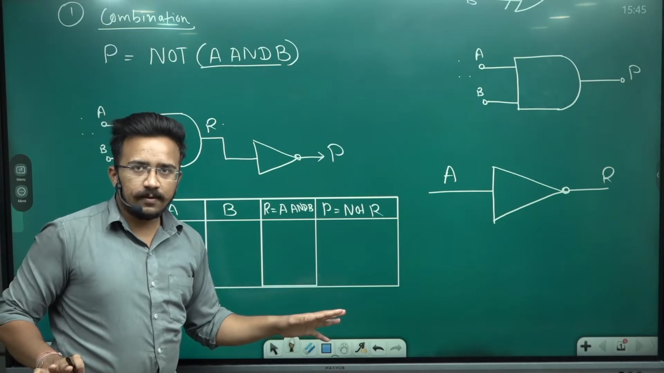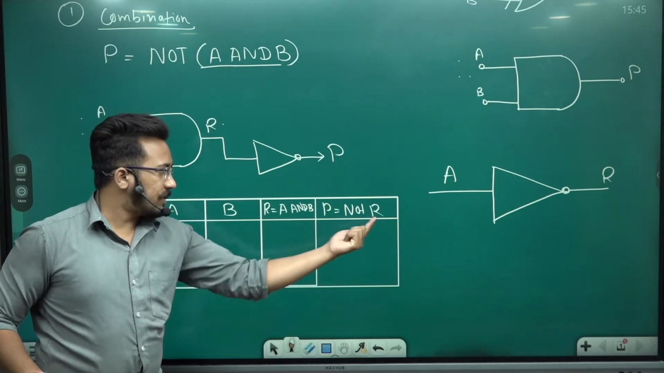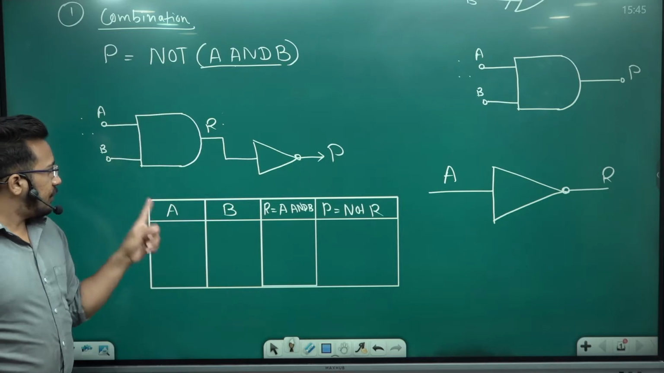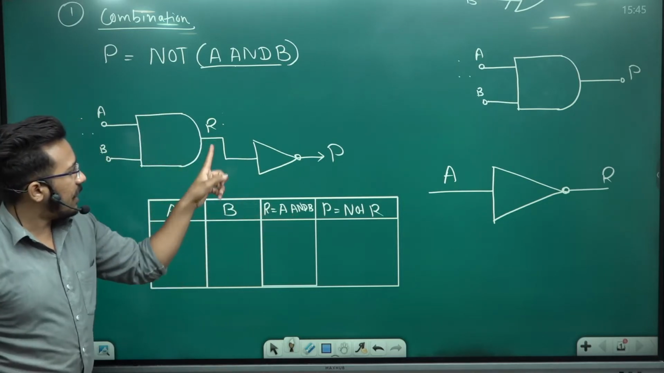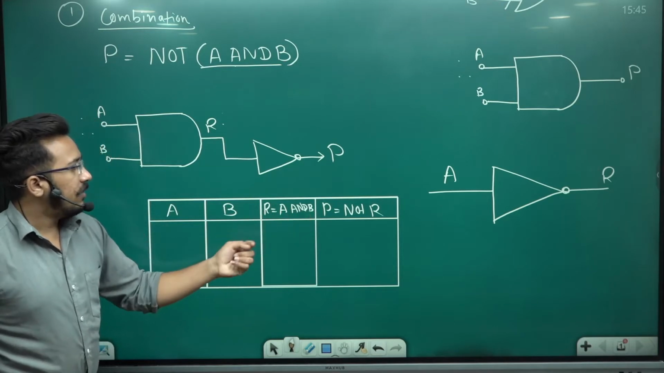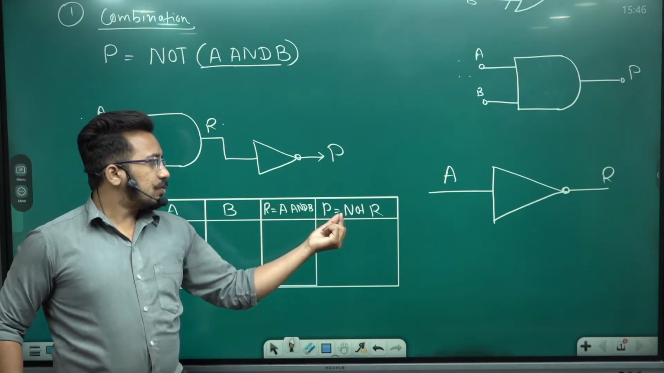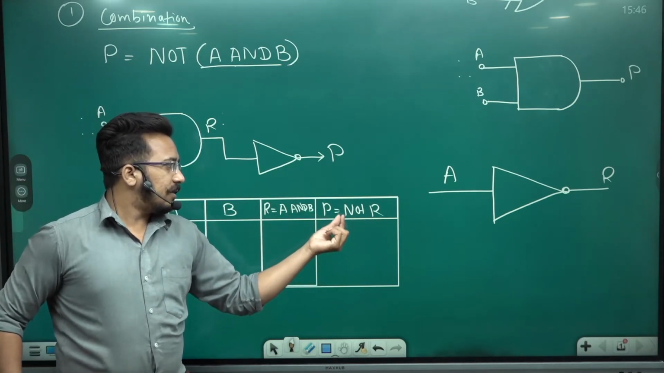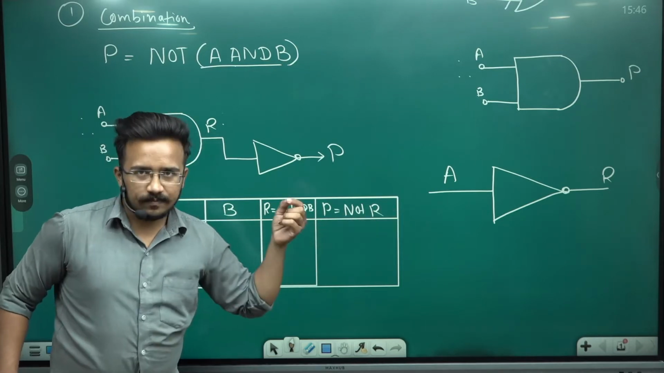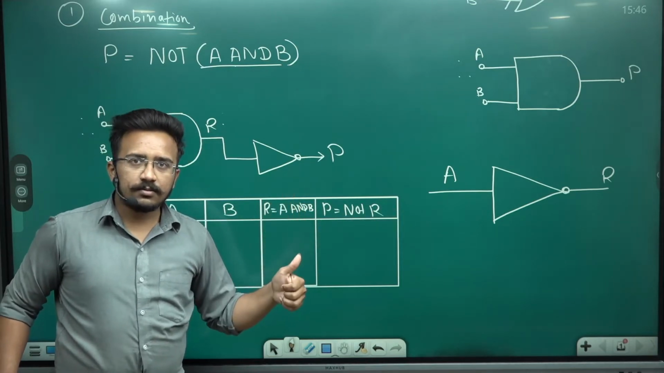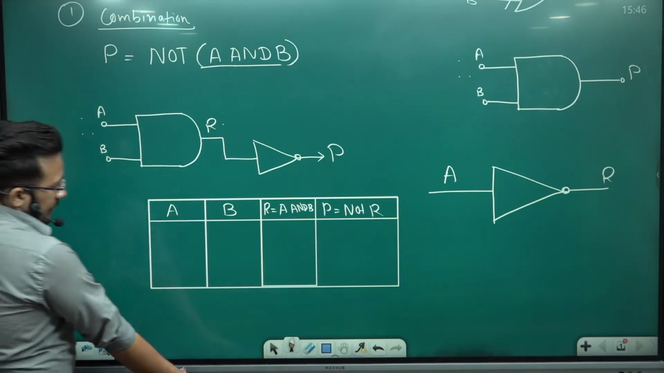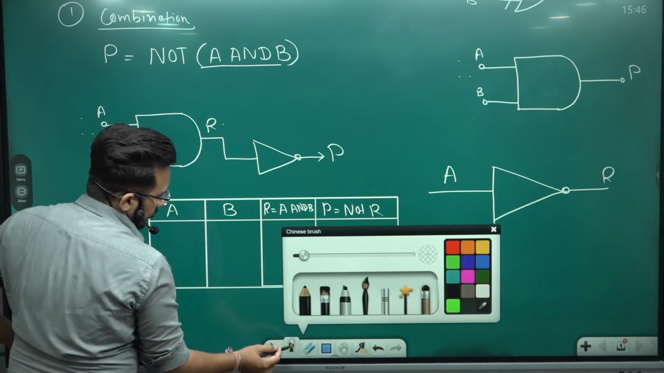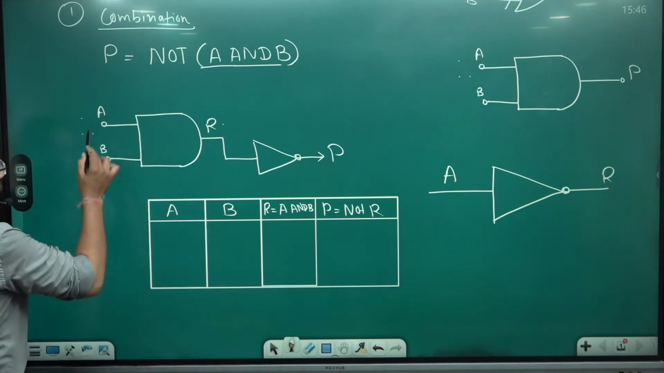Got this? Any doubt about these headings? First input A, second input B, and then here comes R. R is A AND B, or I can say P equals NOT R, or I can simply say NOT (A AND B). Clear? Both of you? Now let's fill the data in it. A, B.